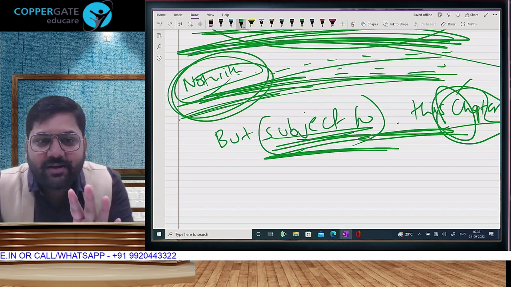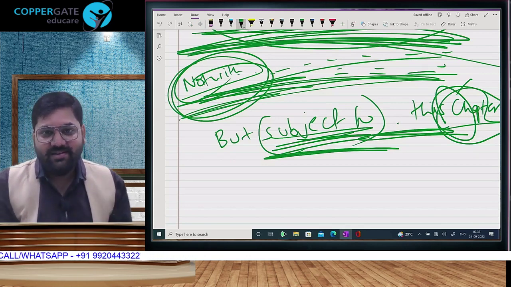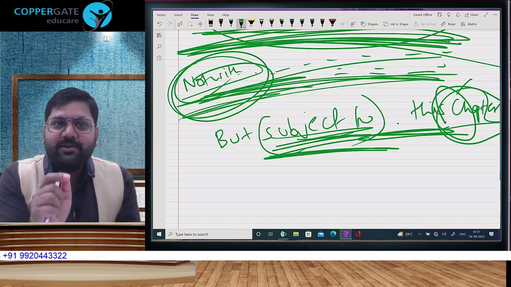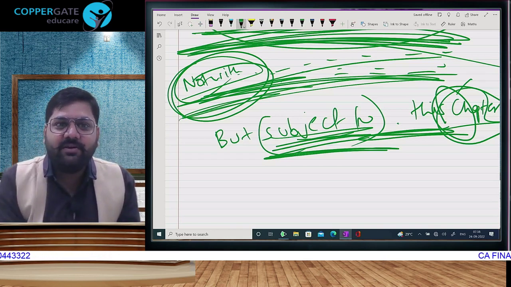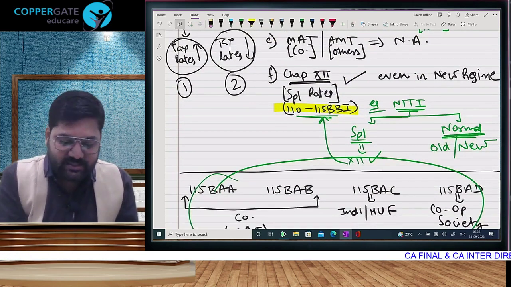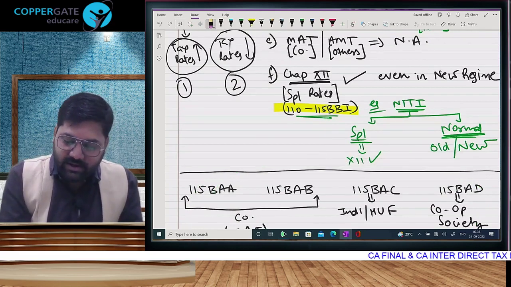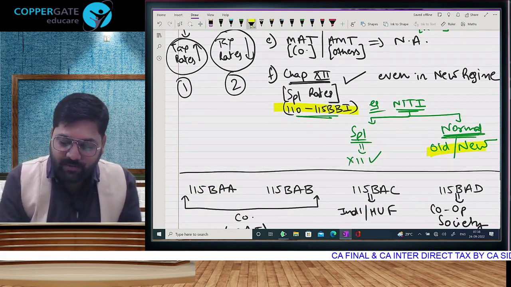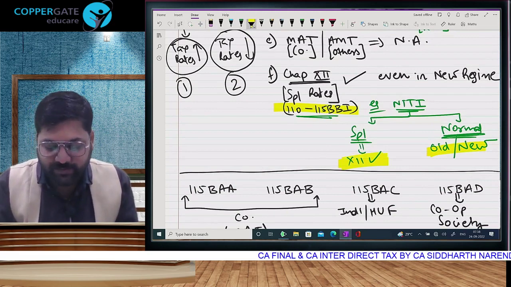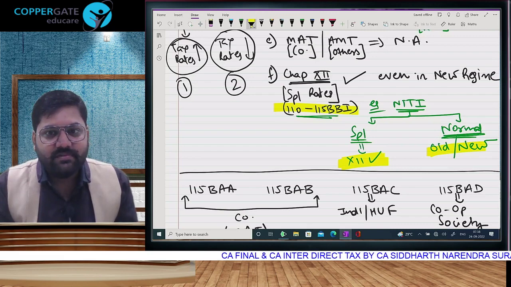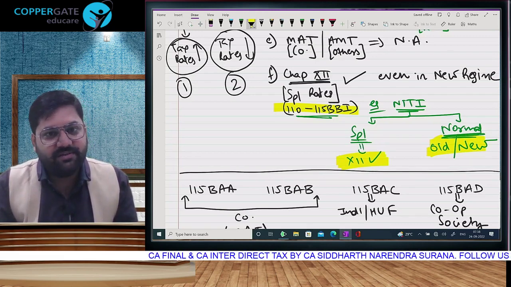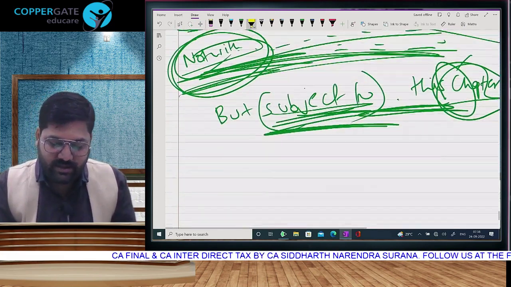Friends, if you did not get the idea, I have one more way. Hashtag Thug Life. One more way. Did I tell you that special rates are compulsory even in the new regime? Did I tell you that you can choose old or new for normal income, but for special income, special rates are compulsory? For normal income you can choose old or new, but for special income, special rates, even in the new regime, is this line only.